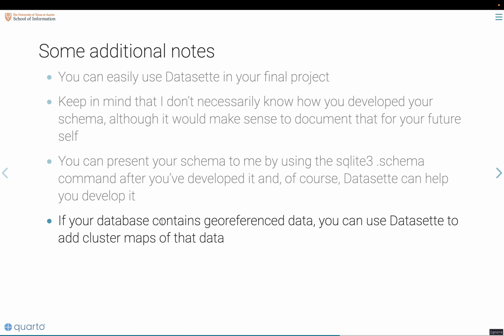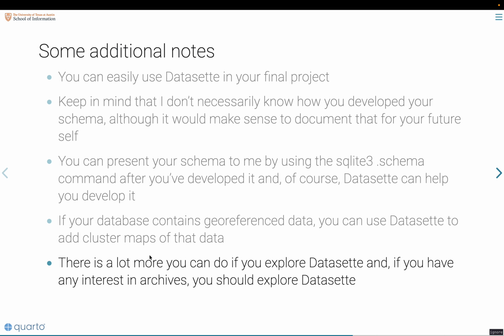And if your database contains georeference data, you can use Dataset to create visual cluster maps of that data, which you can include in your PDF. And there's a lot more that you can do if you explore Dataset. If you have any interest in archives, for example, you should explore Dataset. Dataset is a great way to present archival material.